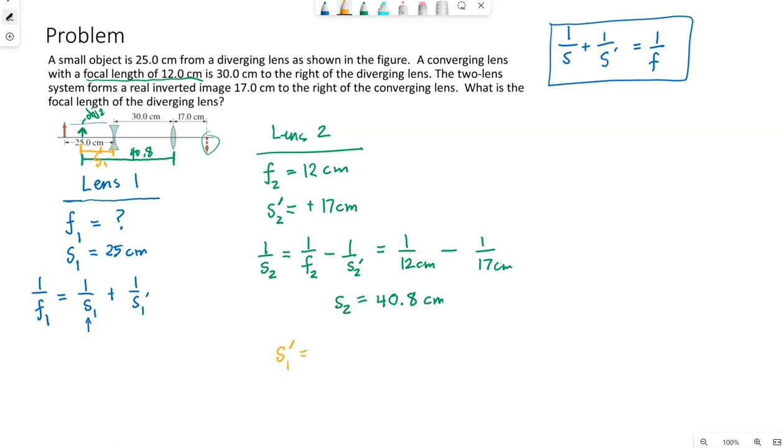So S1 prime, number one, it is on the same side as the original object. So when I look at the test notes for the image distance for a lens, same side means it's virtual. That means S1 prime needs to be negative. Now the actual distance is going to be the 40.8 minus the 30 centimeters. There's 30 centimeters between the lenses in the picture. The 40.8 is the distance from the right-hand lens to that image. So let's see, what do we get? 10.8. So negative 10.8 centimeters is S1 prime.